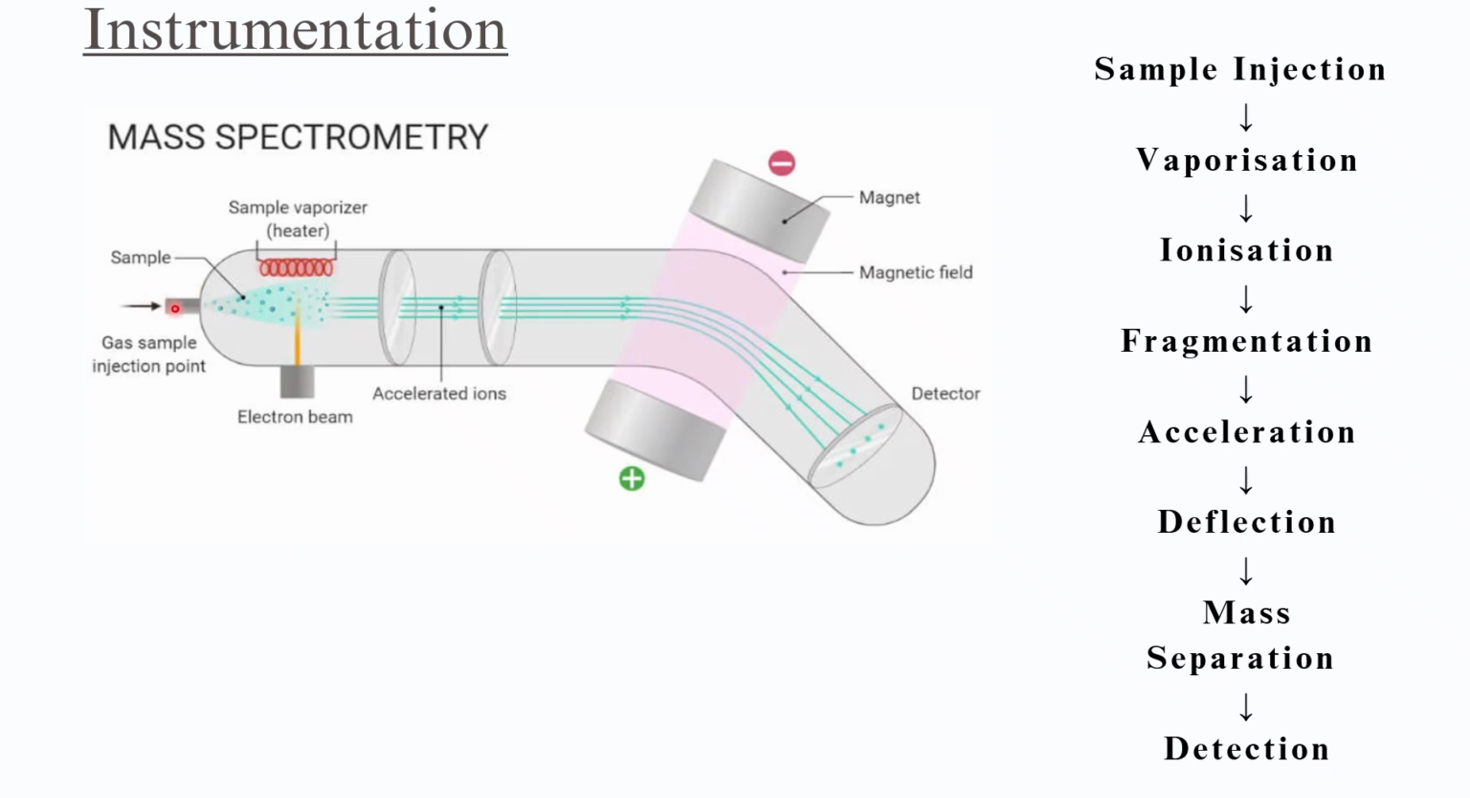As soon as the sample enters the mass spectrometer, there is a heater or a hot plate which converts this sample into its gaseous state. This means after sample injection we carry out the process of vaporization. Once they get vaporized, here we have the electron beam. So these high energy electrons actually knock off the electron which is loosely bonded in that particular gaseous substance.